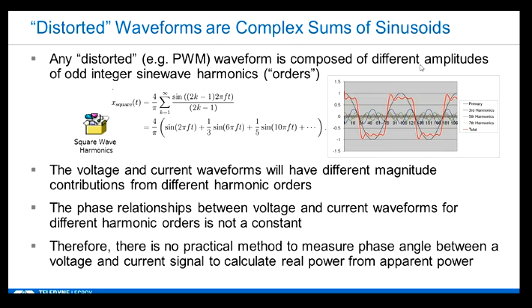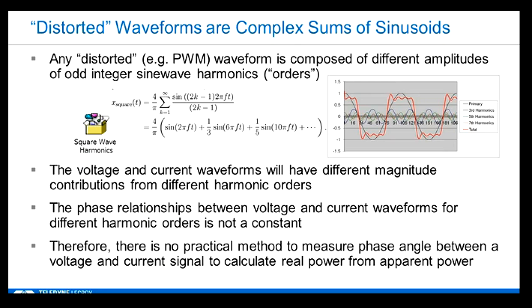First of all, let's remind ourselves, what does a distorted or square wave waveform look like, and what is it composed of? Well, it's really a complex sum of sinusoids. So here's one example. Let's imagine this red waveform is my square wave. It's not a perfect one because I've limited it to the seventh harmonic.